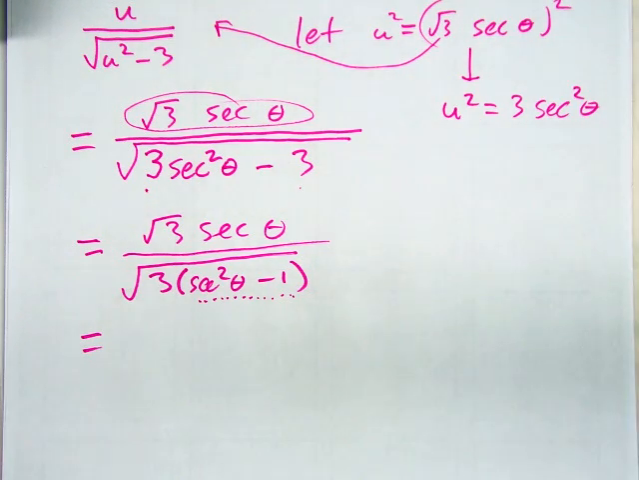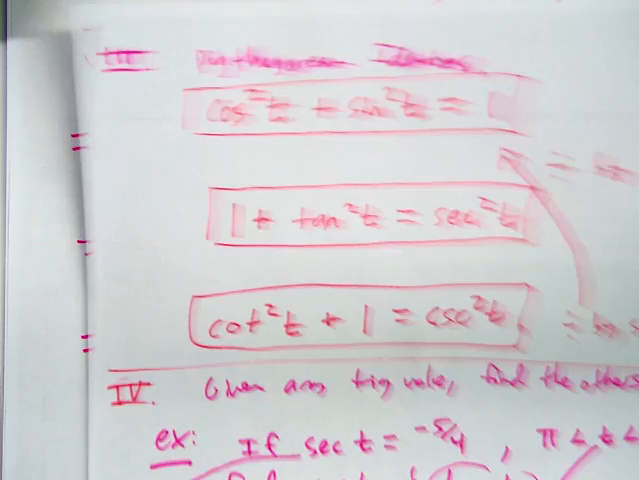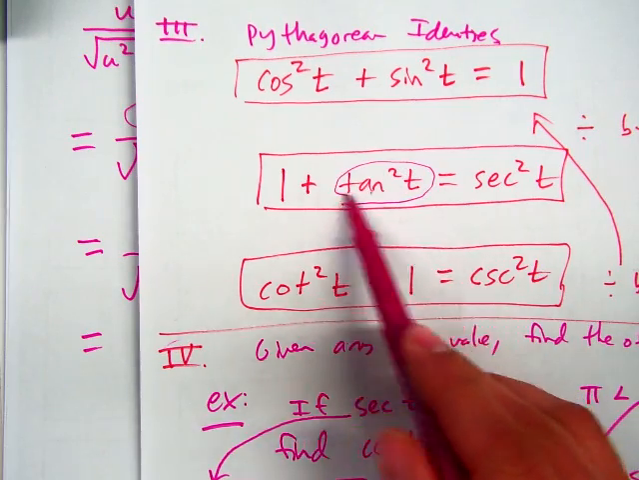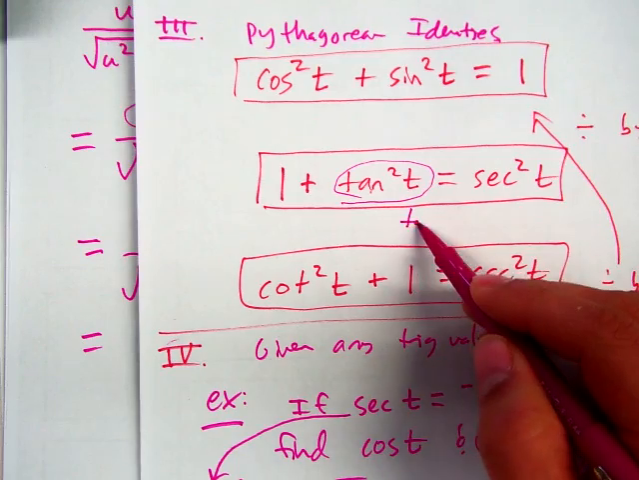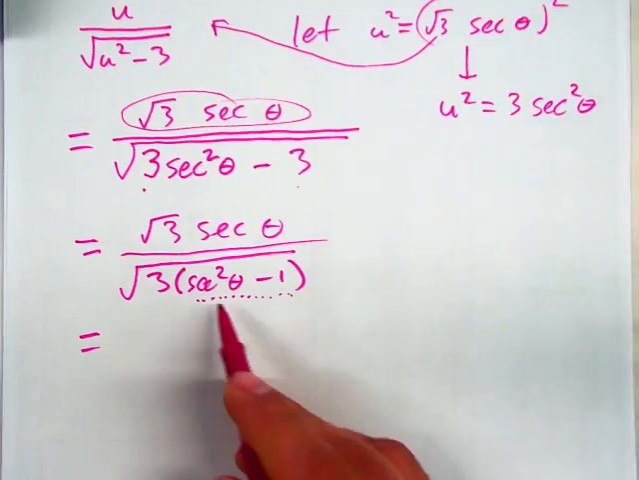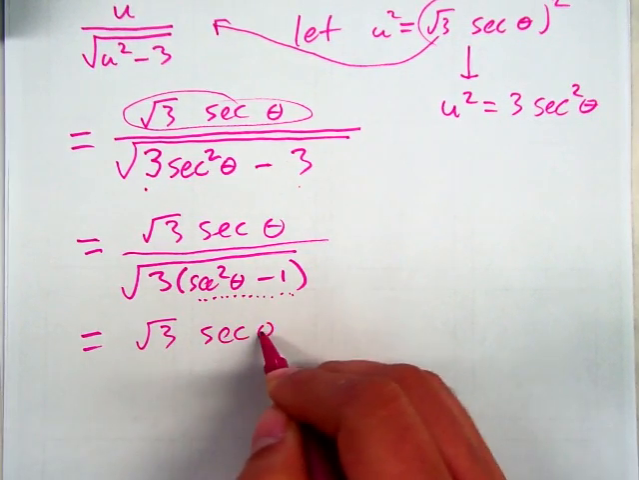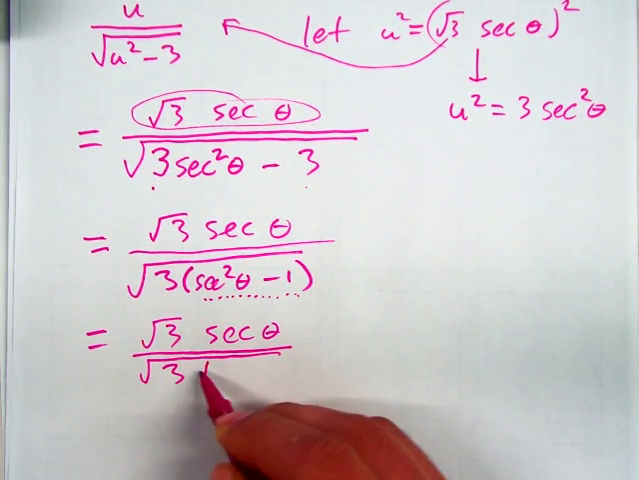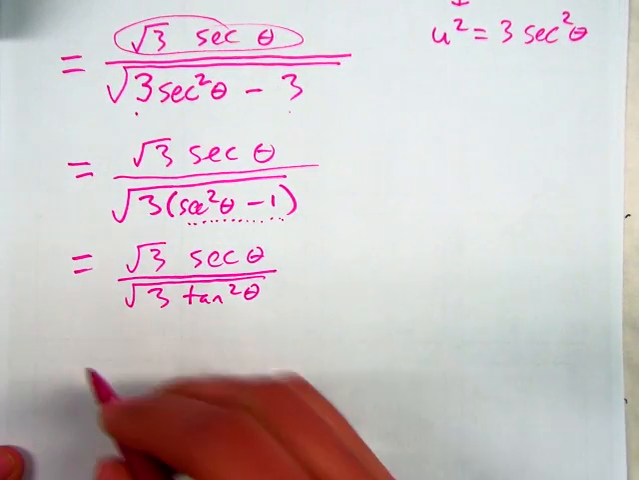If you don't know which one it is, here's the new ones. Can you guys see them? Do you guys see that if you subtract 1, you get tangent squared? Tangent squared equals secant squared minus 1. That's exactly what we have here. So the next step is to rewrite it as just root 3 tangent squared.